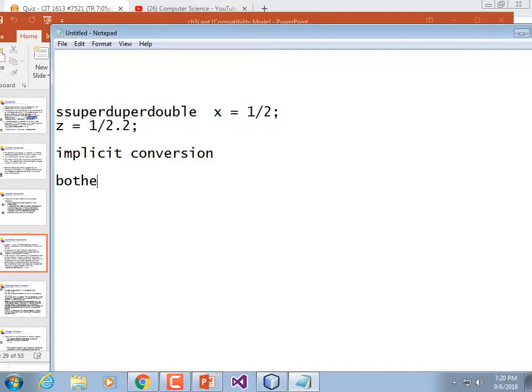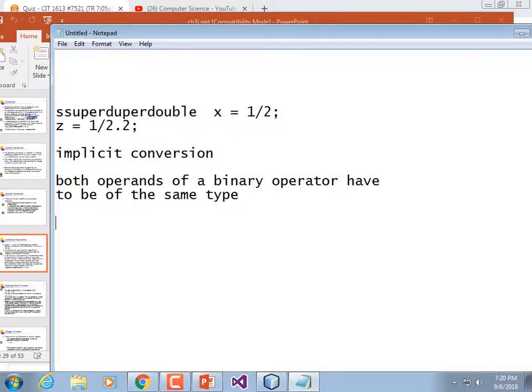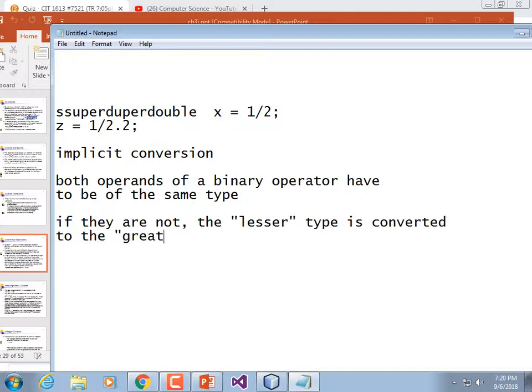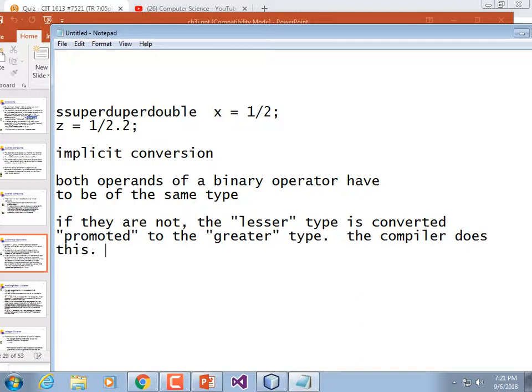So implicit conversion: when both operands of a binary operator have to be of the same type, if they are not, the lesser type is converted to the greater type. And lesser and greater doesn't mean values, like 100 is greater than 90. It means the complexity. And the term converted is usually called promoted. The compiler does this for you. You don't. This is also known as implicit conversion or implicit casting.